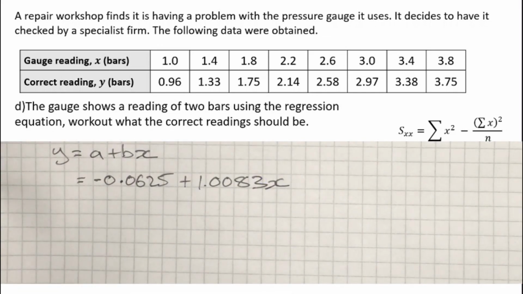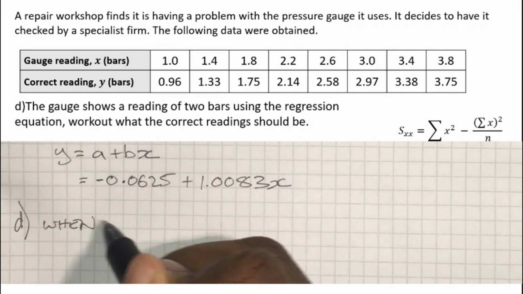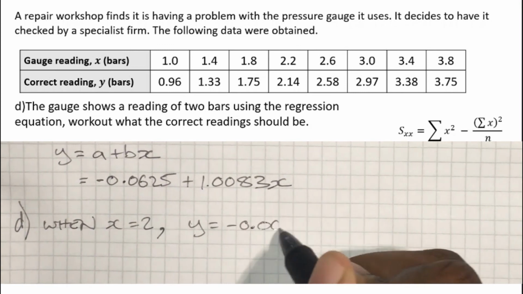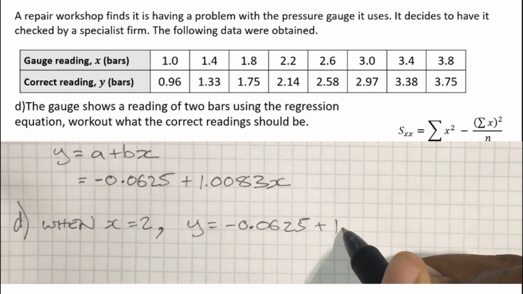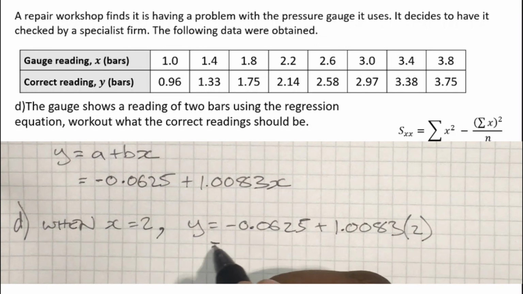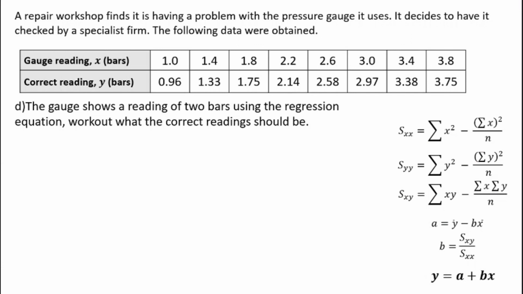Part D then asks us to find out what the reading should be if we got a gauge reading of 2 bars. So this is just a contextual way of us being asked what would be the output if we had an input value of 2. Using the regression line, what's the value of y when x equals 2? So being able to decipher that context is quite important.